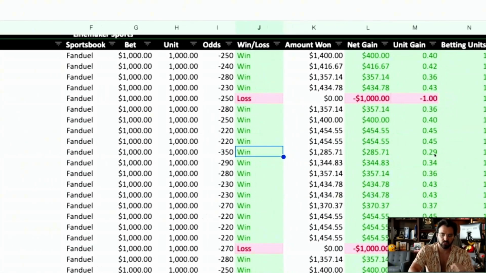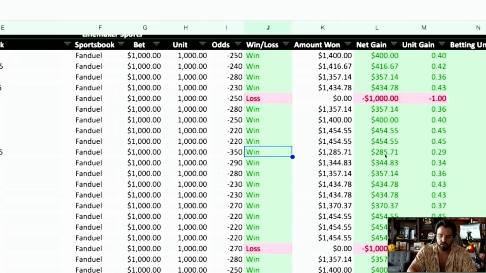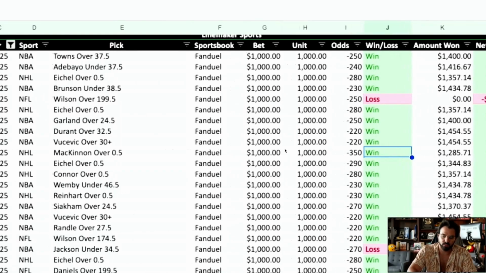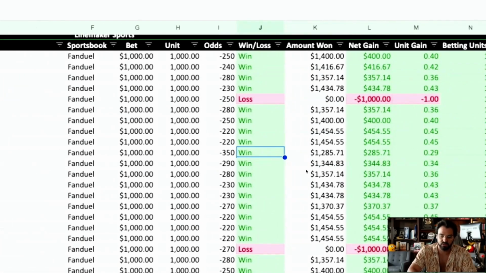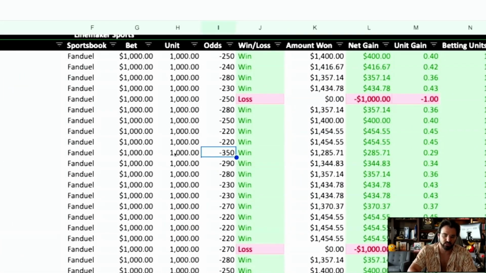A third of a unit. You grab a third of a unit there, okay? A lot of people will be like, you put $1,000 down to make $285? Well, yeah, I'd rather put $1,000 down to make $285 than put $1,000 down on a minus 110 and then lose $1,000 and be down.